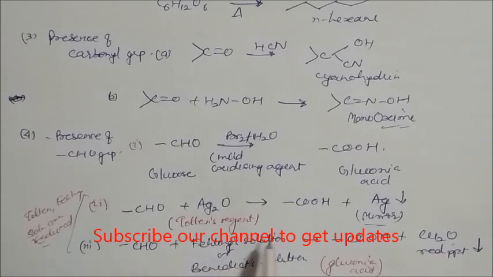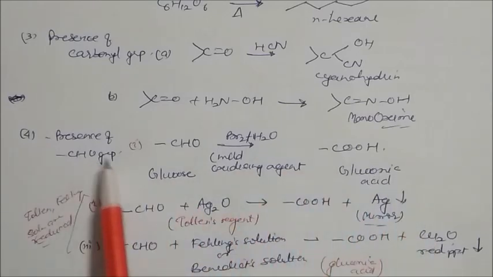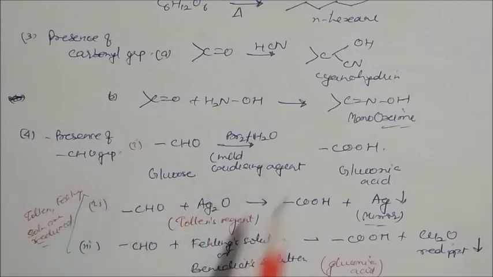Aldehyde undergoing Fehling's solution, a basic solution, is again converted to gluconic acid. So Fehling's solution, Tollens' reagent and bromine water all convert the CHO, oxidizing it to give a carboxylic acid, which is nothing but gluconic acid, plus a red precipitate from the Fehling's solution. All this identifies that the compound contains a CHO group.